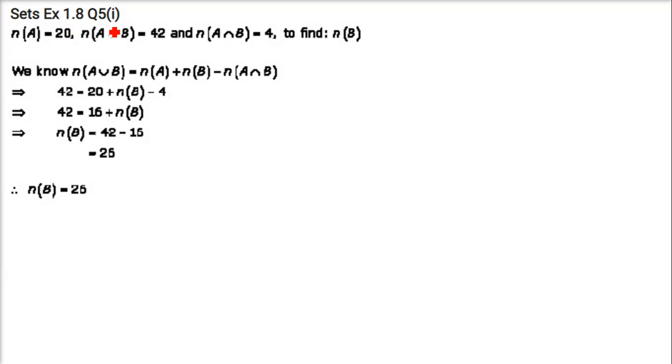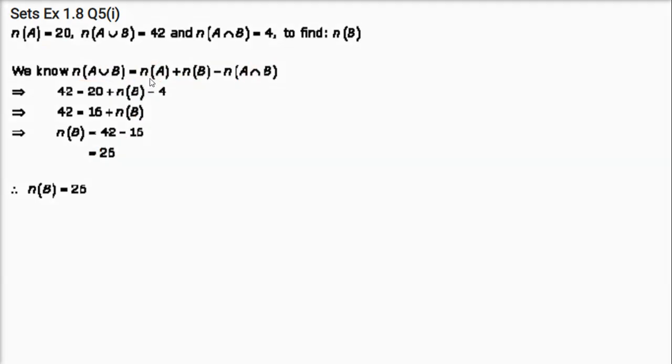Next one is: let A and B be two sets such that n(A) is 20, n(A union B) is 42, and n(A intersection B) is 4. We have to find n(B) first. How will this n(B) be found? We have the direct formula: n(A union B) equals n(A) plus n(B) minus n(A intersection B). This is 42, this is 20, and this is 4. So n(B) is going to be 42 minus 20 plus 4. It is 26.